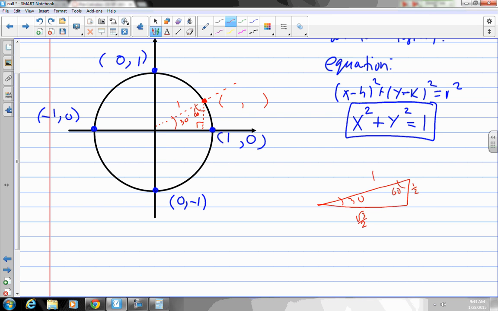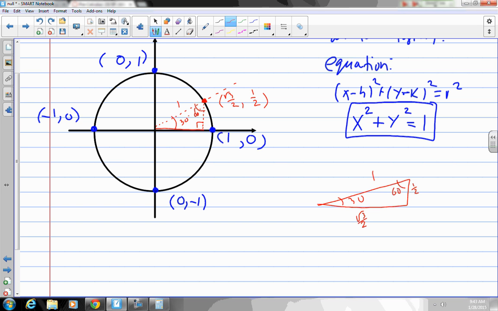So then what is the x value of that point, provided that this length right here is square root of 3 over 2? What is the x value? Square root of 3 over 2. What is the y value? 1/2. So the literal location of that point is square root of 3 over 2 and 1/2, the coordinates.